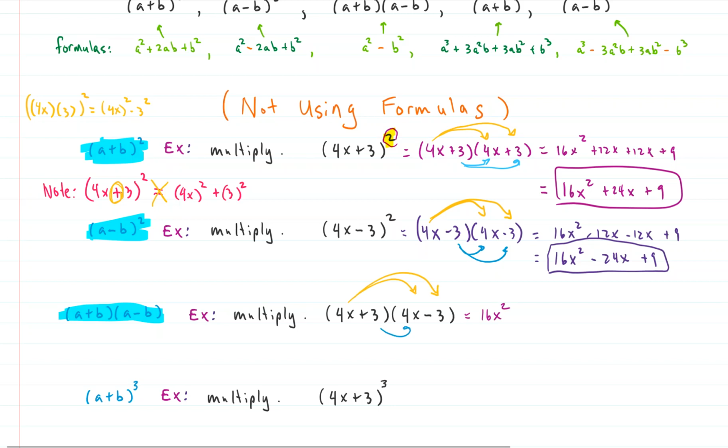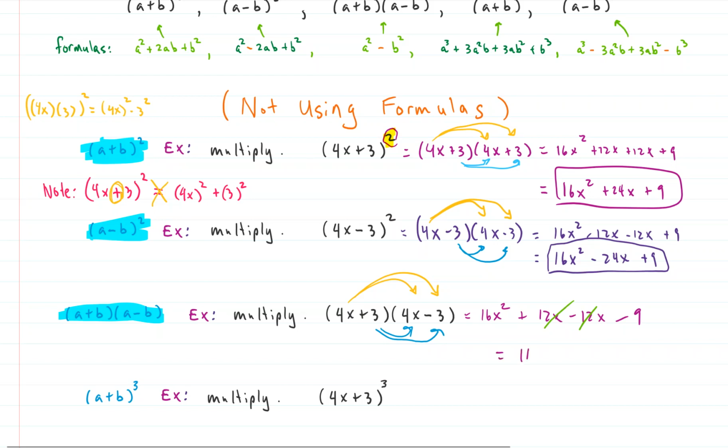Let me draw my arrows really quickly. So we're doing the normal multiplication, and we have 3 and 4x is 12x, and then minus 12x, the 4 and the negative 3, and then 3 and negative 3 give us negative 9. We notice here that the 12 and the negative 12 cancel. So what do we get?